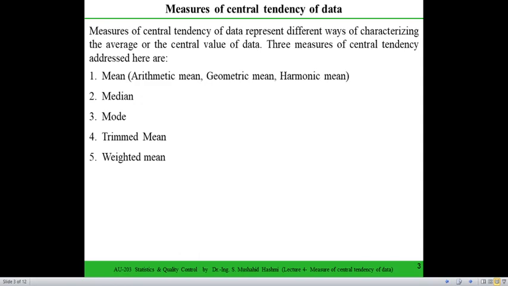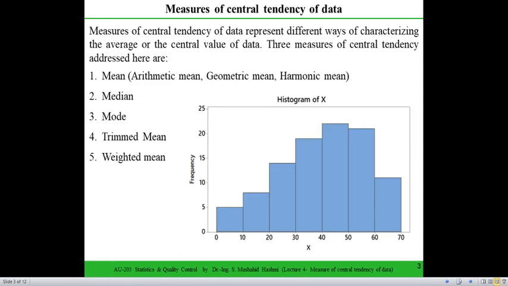And sometimes we need to work out a mean which is called a trimmed mean. We need to get rid of the extreme values, and in grouped data or in the frequency data we need to work out the mean. Sometimes it is called weighted mean.